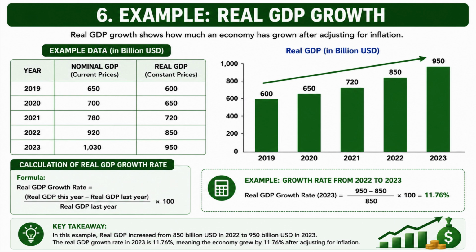To calculate the growth rate, we compare real GDP in 2023 with real GDP in 2022 using the growth rate formula. Real GDP in 2022 was $850 billion, while in 2023 it rose to $950 billion. Applying the formula, the growth rate is 11.76%. This means that after accounting for inflation, the economy grew by 11.76% between 2022 and 2023. The key takeaway is that real GDP growth helps economists measure the true increase in economic output and assess whether an economy is expanding over time.